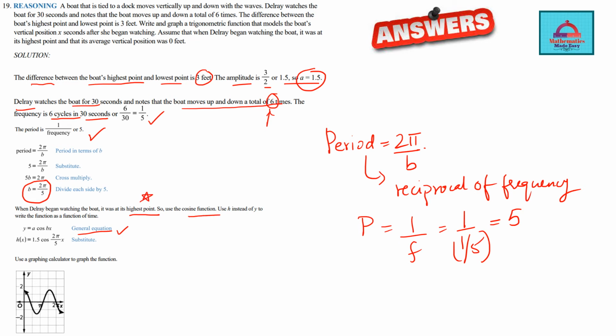Instead of y, you use h because h is representing the height. So you replace y with h of x, the function of x, equal to a, that is 1.5, cos times the value of b, 2 pi by 5 x. So this is your final trigonometric function. Now you may use a graphing calculator to graph the function, and this is how it will look. I hope you have checked your answer and found this problem useful. It's a real life problem, an application of trigonometry to your daily life.